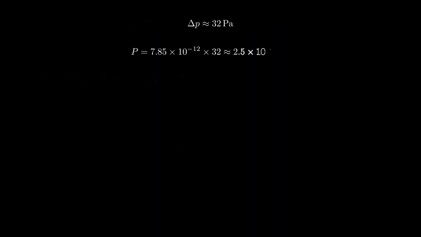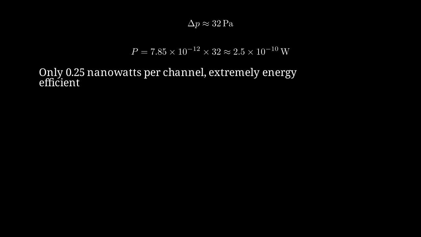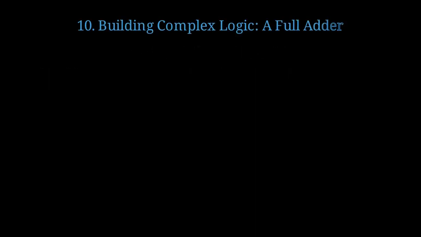Power equals 7.85 times 10 to the negative 12 times 32, which is approximately 2.5 times 10 to the negative 10 watts. That's only 0.25 nanowatts per channel, making fluidic computing extremely energy efficient compared to electronic transistors. Can we build more complex circuits?